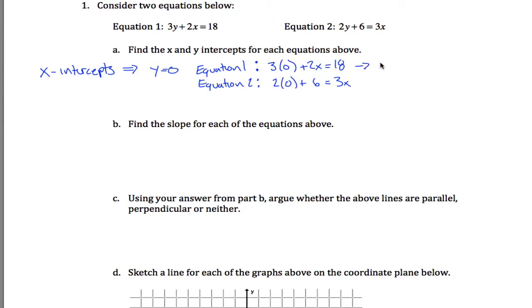This top one, I get 2x equals 18. And if I divide both sides by 2, I get x equals 9. And this bottom one, I get 6 equals 3x. So if I divide both sides by 3, I would get x equals 2.